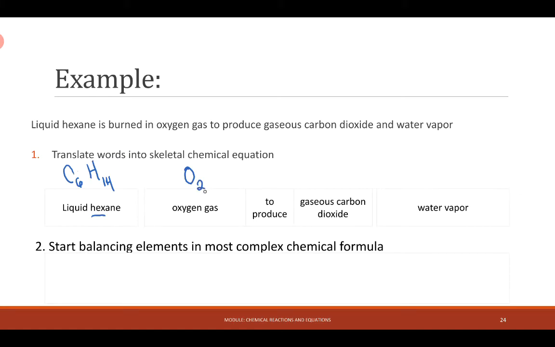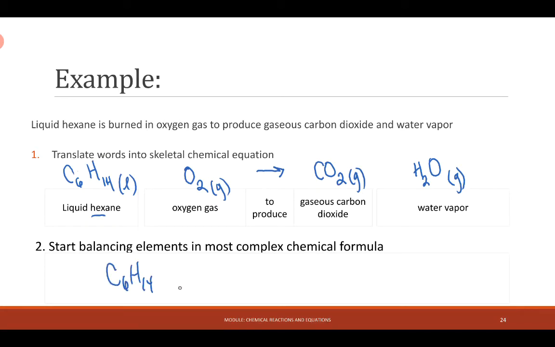Oxygen is one of our diatomic elements. Gotta put in my phase symbol so I don't forget. And then it says to produce, and so that's an arrow. Gaseous carbon dioxide. Following my nomenclature rules, that means 1 carbon and 2 oxygens. And then water is H2O. Vapor means gas. And so if I start with, let me go ahead and put in what I know so far.